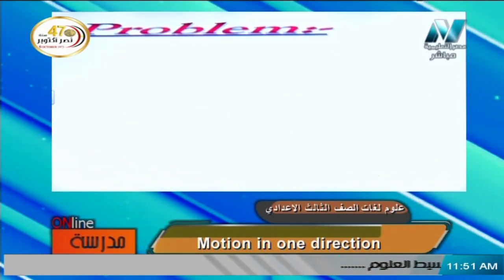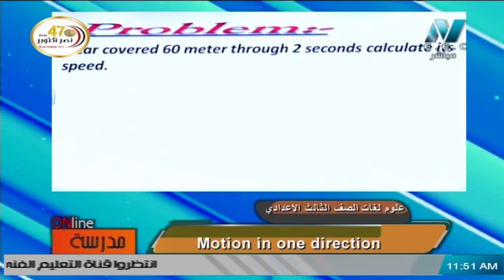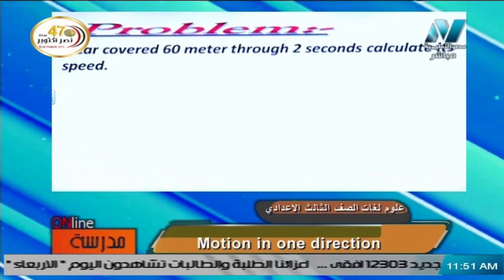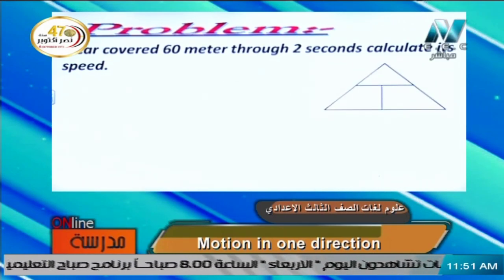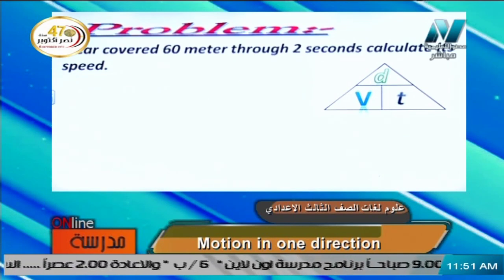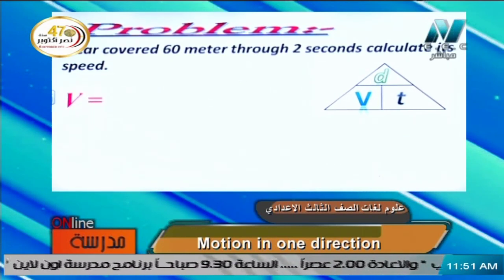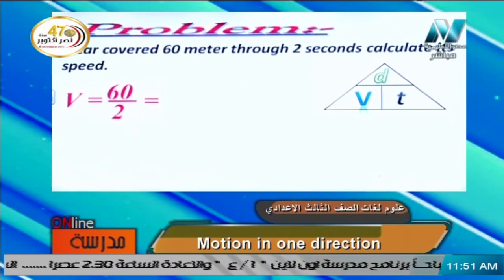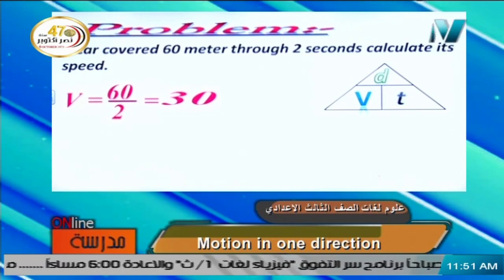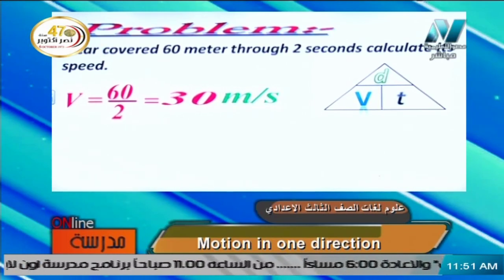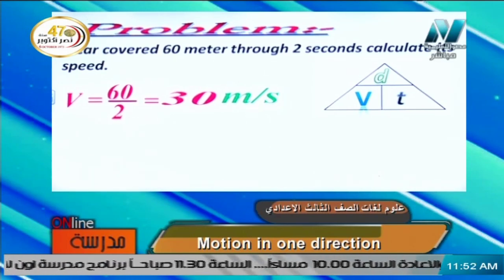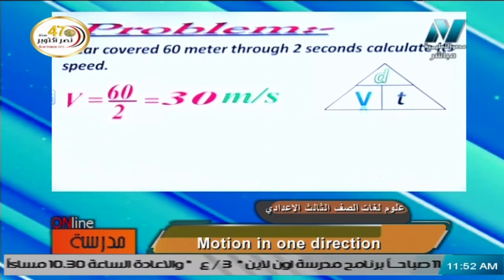Problem. Here we have a car that covers 60 meters in 2 seconds. Calculate its speed. We want to calculate speed from the magic triangle. We know speed V equals D over T, distance over time. So we have V equals 60 over 2. So the speed equals 30. But 30 what? Yes, 30 meter per second, because the measuring unit of distance is meter and the measuring unit of time is second. So the measuring unit of speed in this problem is meter per second.